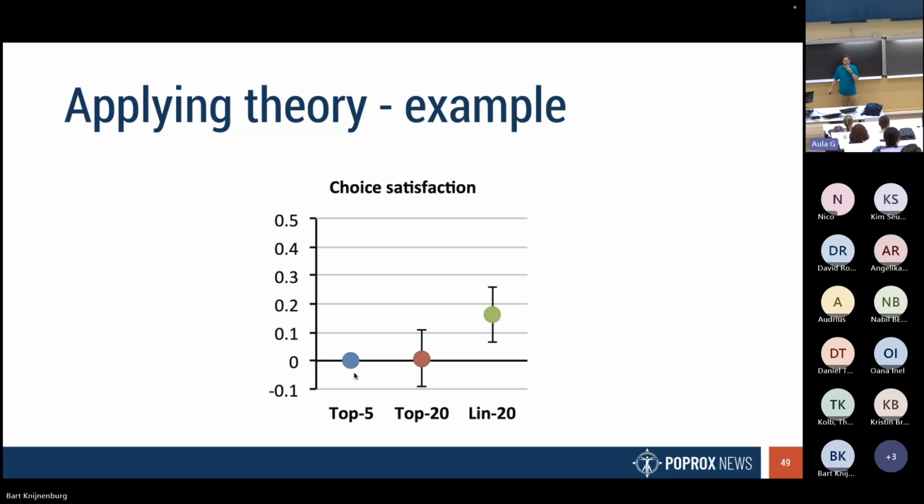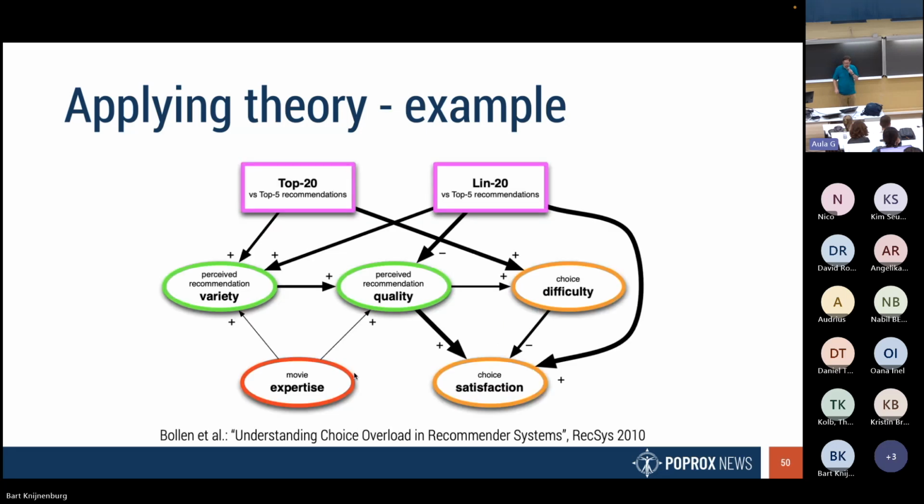This is what we found. And if we had only measured choice satisfaction, we would probably not have been able to publish this paper, because look at it, there's almost no difference, right? That last condition is slightly better, but it's not statistically significant. So what are you going to do? We apply the theory of choice overload.